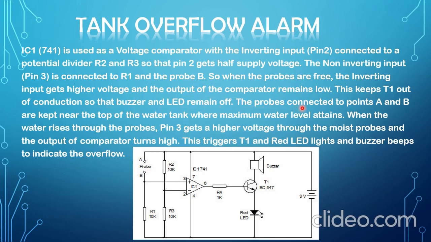The probes connected to points A and B are kept near the top of the water tank where the maximum water level is attained. When the water rises to the probes, pin 3 gets higher voltage through the moist probes and the comparator output turns high. This triggers T1, and the red LED lights and the buzzer beeps to indicate the overflow.